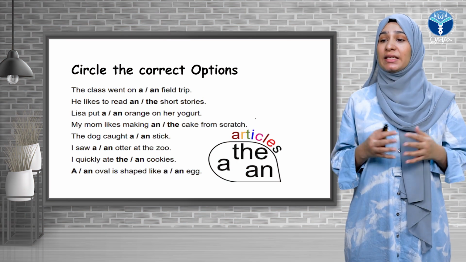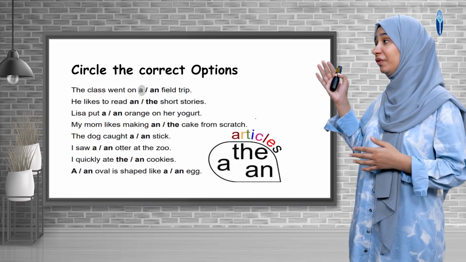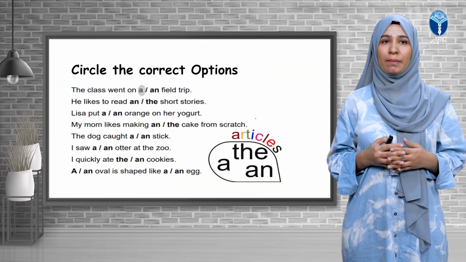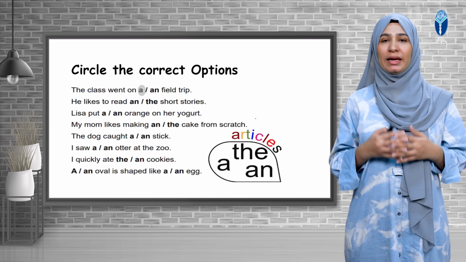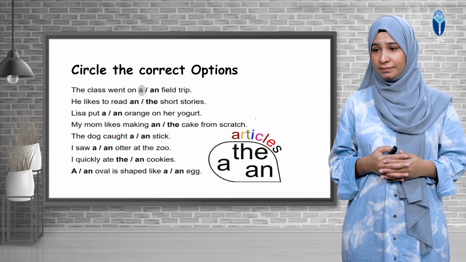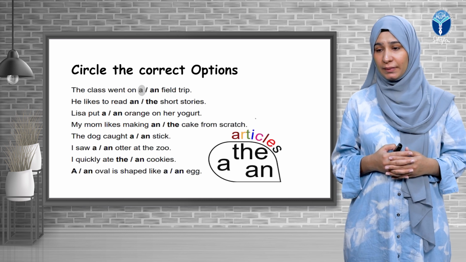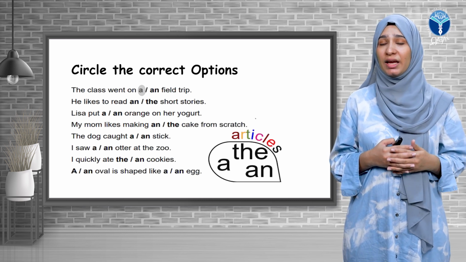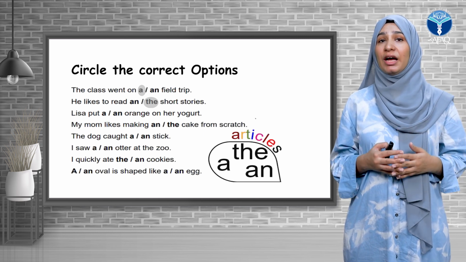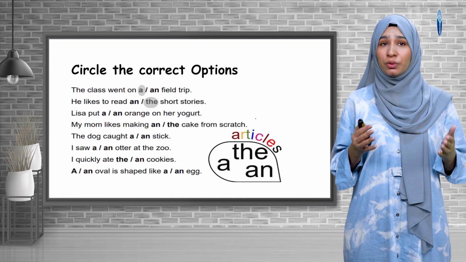Very good, students. A field, because the word field is starting with a consonant alphabet that is F. Well done children. Now we move to the next line. He likes to read an or the short stories. Which article we are going to use here? An or the? Yes children, you did very well. The short stories because it is a unique thing, the short stories.